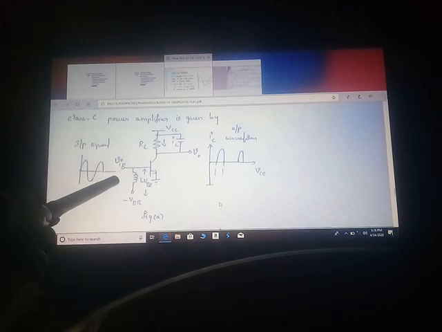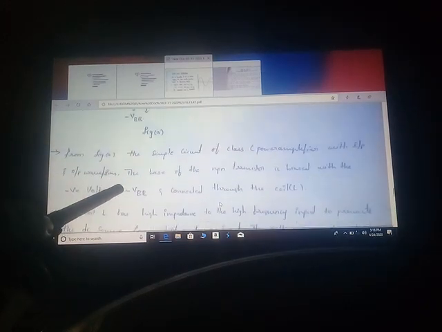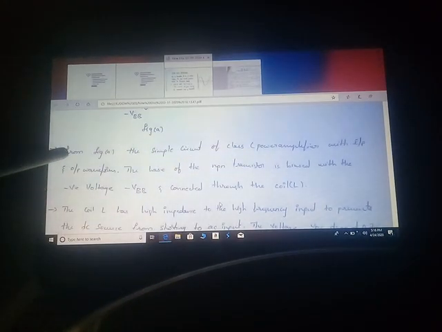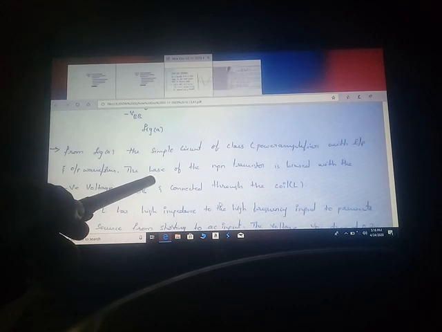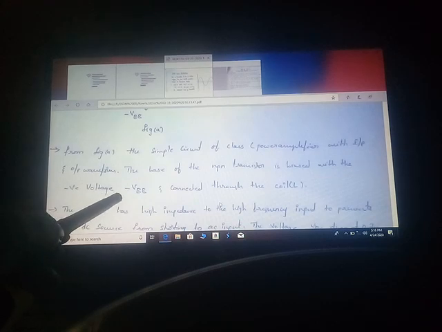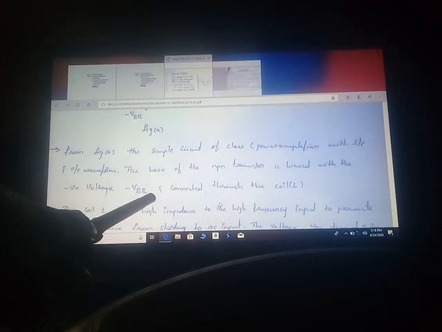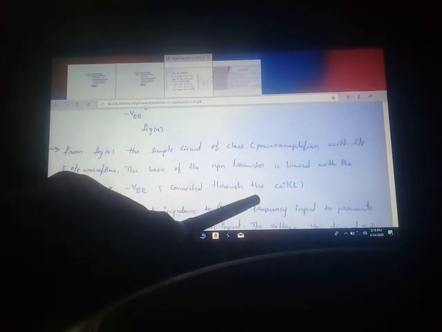So you have to read the next point, that is from figure A, the simple circuit diagram of Class C power amplifier will have the input and output waveform which you see here, and next the biasing terminal of the NPN transistor is biased with the negative voltage minus VBB and it is connected through the coil C.